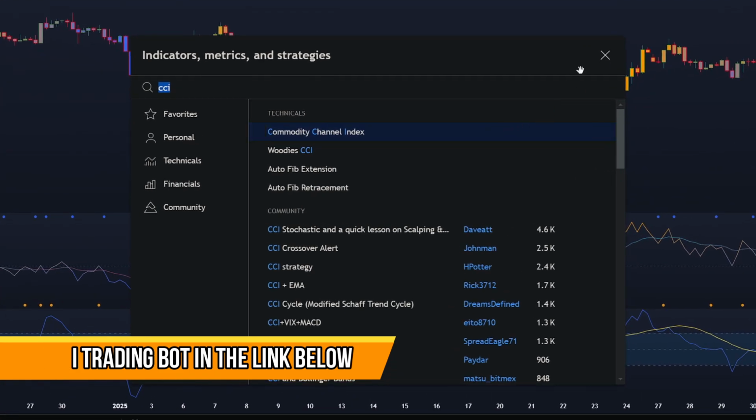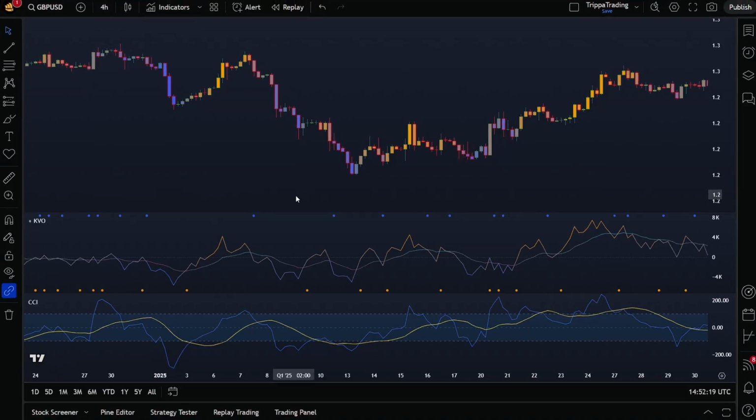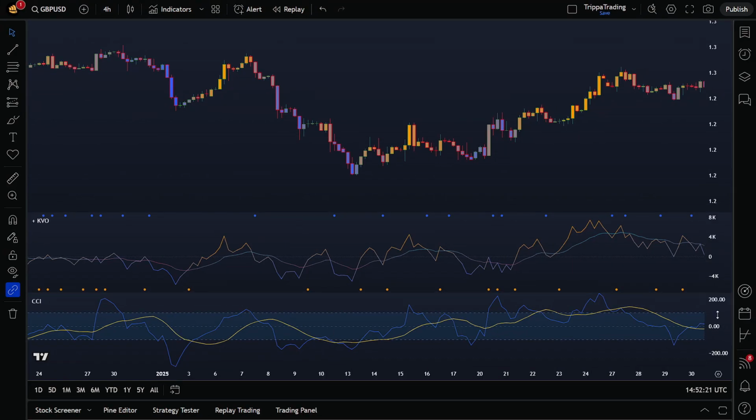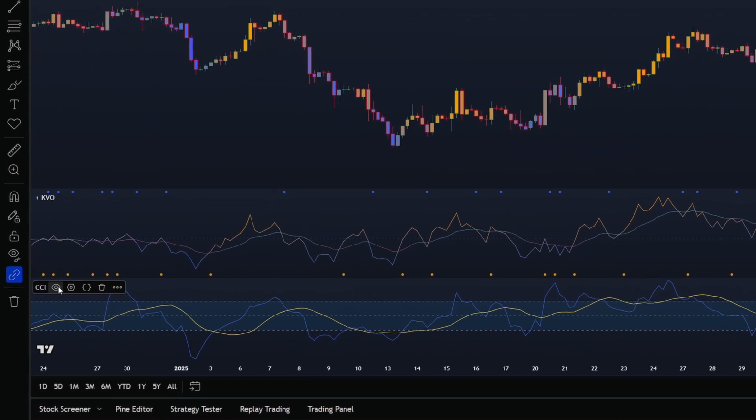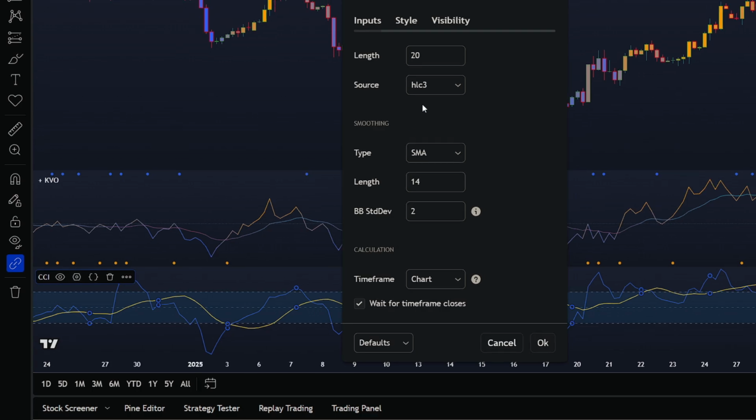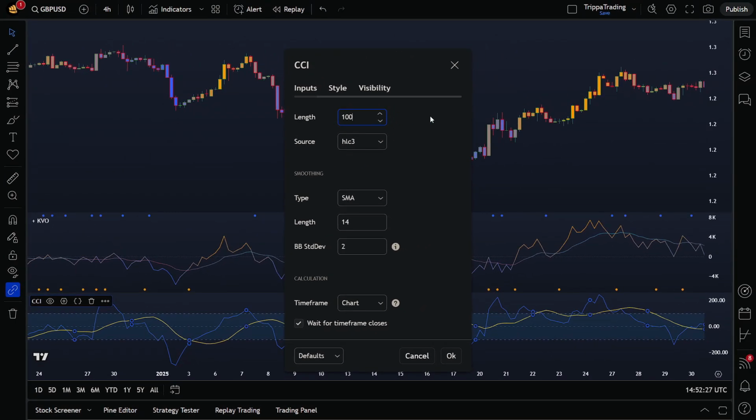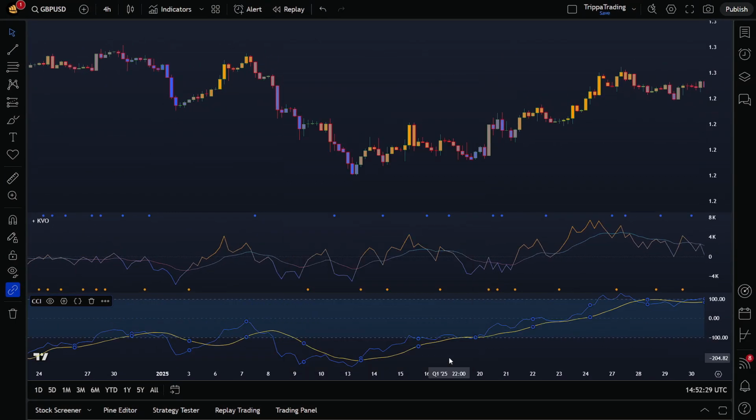Search for CCI in the Indicators tab and apply it. Next, let's go into the settings. It can be accessed from here. We need to change the length to 100. This will make the CCI indicator more effective for identifying longer-term trends.